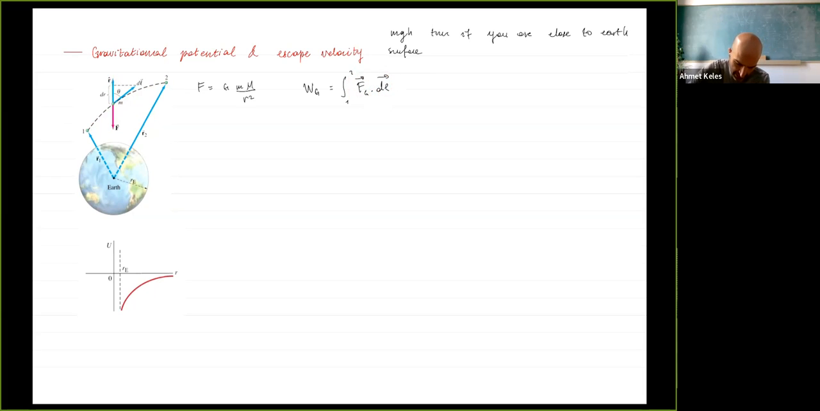So then if you write this, I have something like this. And of course, gravity is down here. Let me take that convention. This is minus G M m, integral from r1 to r2 of 1 over r squared dr. And when you take this integral, I have something like this: G M m times (1 over r2 minus 1 over r1).